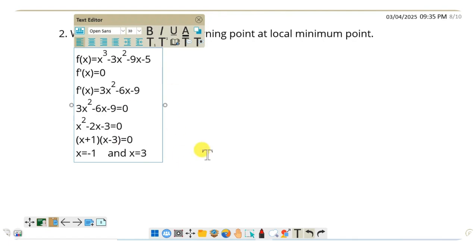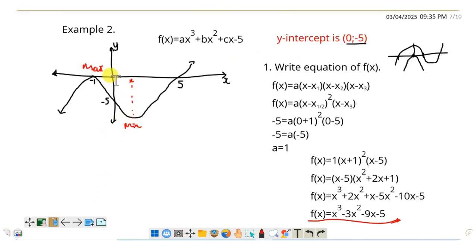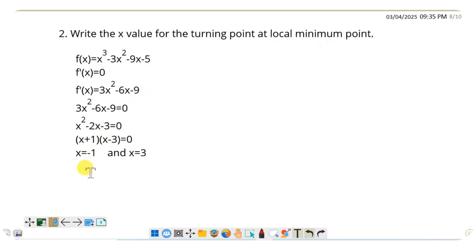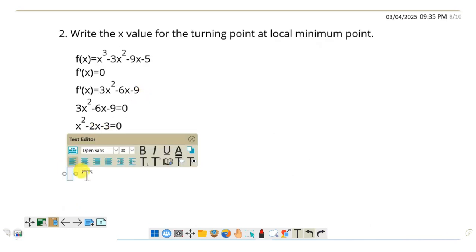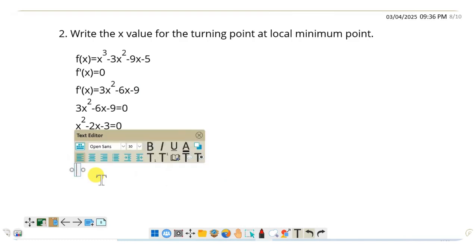Okay, so I have two x values for the turning points, and they said they want the local minimum, right? So let us look. The local minimum is on the side where the x is positive, so the x has to be on the positive side. So it means the x value here has to be 3. So the minimum local point is where x is equal to 3.